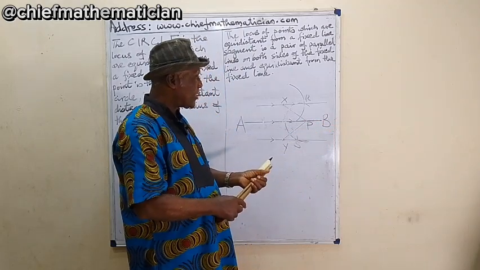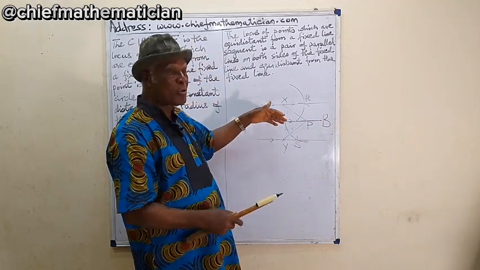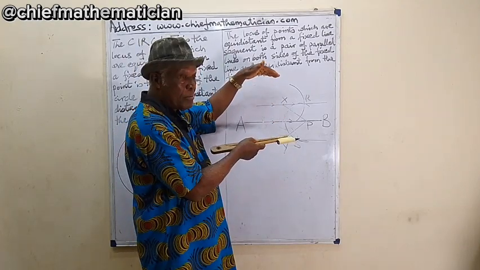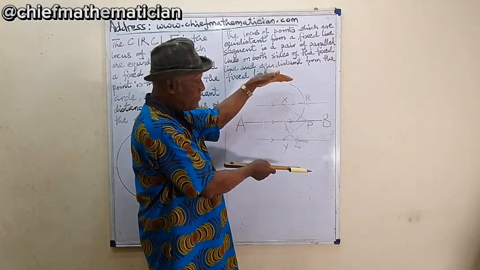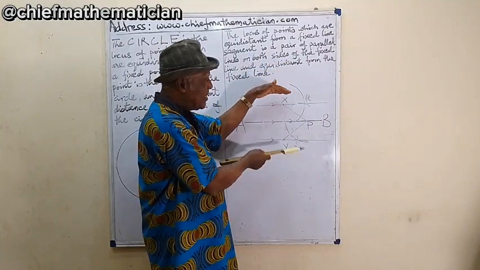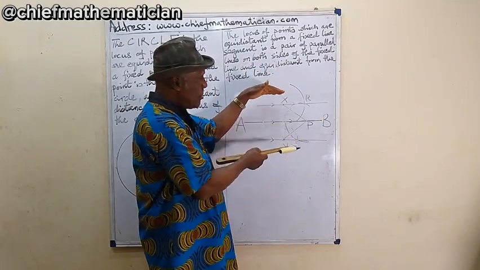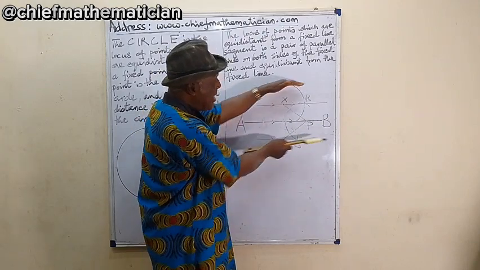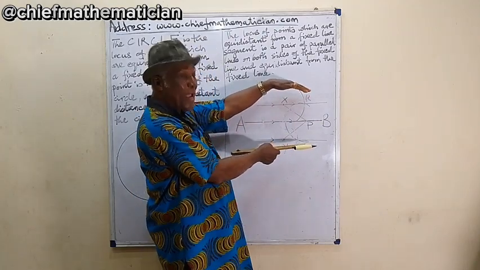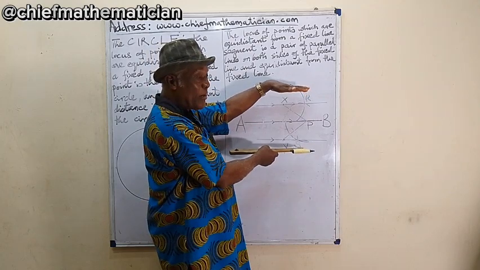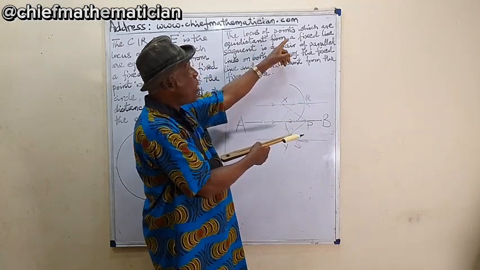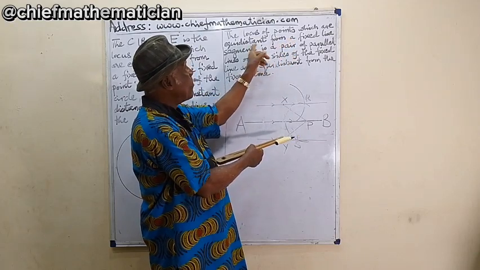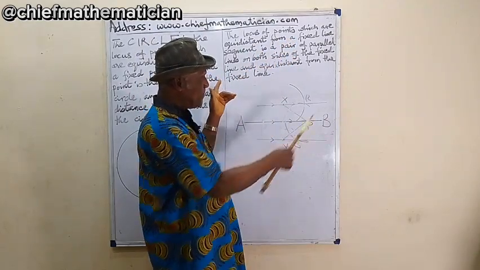So by so doing, we are able to construct parallel lines on both sides of AB and equidistant from AB. So these two parallel lines on both sides of AB, which are equidistant from AB, are the locus of points which are equidistant from the fixed line AB.